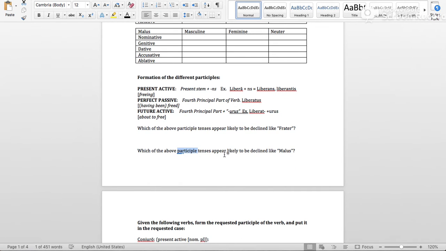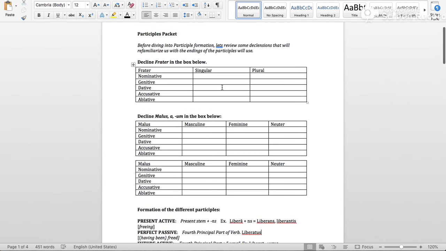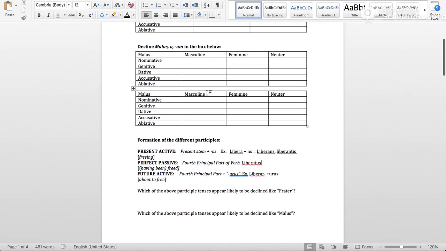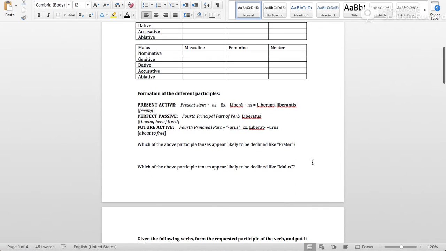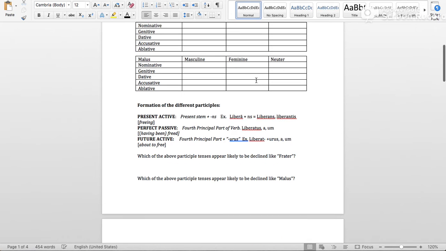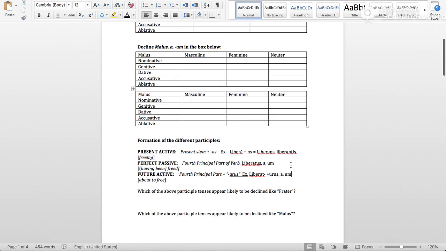And so I kind of gave you the present active, but what do we think the perfect passive and the future active participle are going to be declined by? Are they going to be declined like frater, or are they going to be declined like malus? I'll give you a hint. You could write this after liberatus, and you can write this after liberatura. Yeah, they're going to be declined like 2-1-2 adjectives, all right?